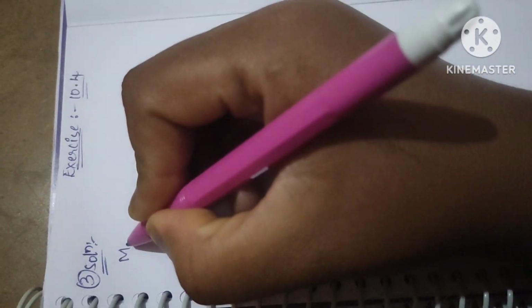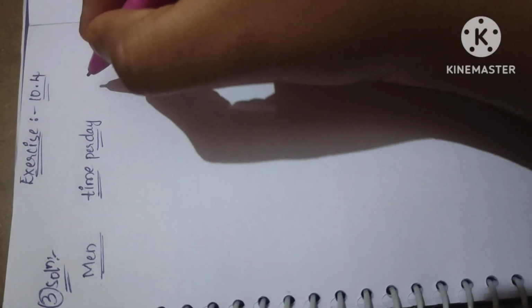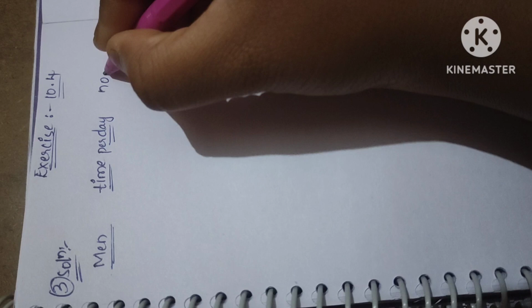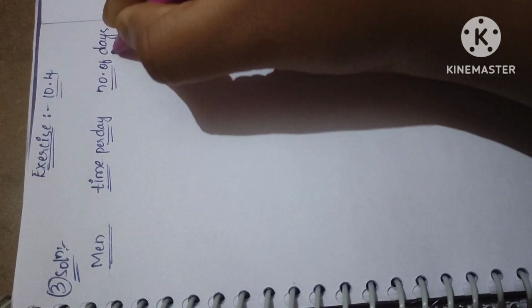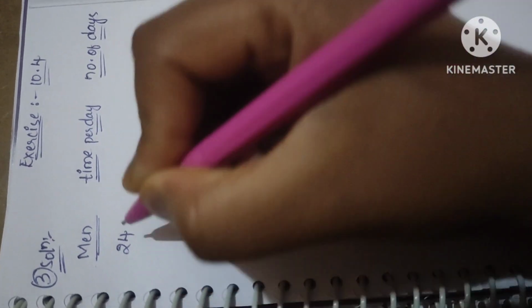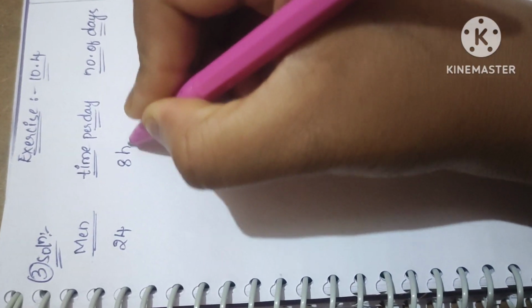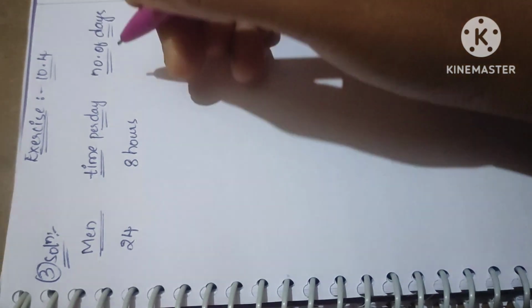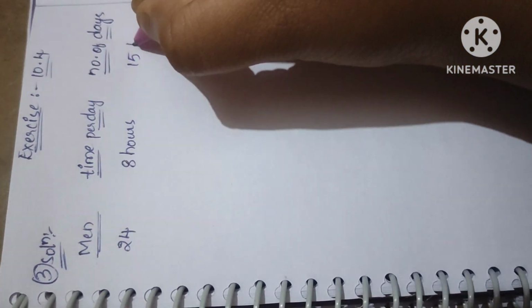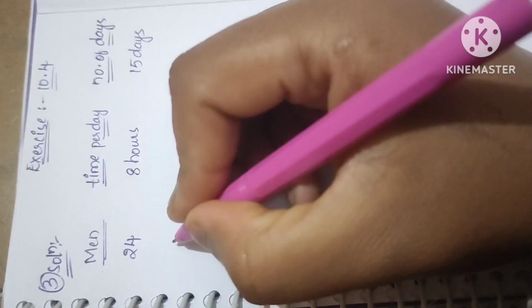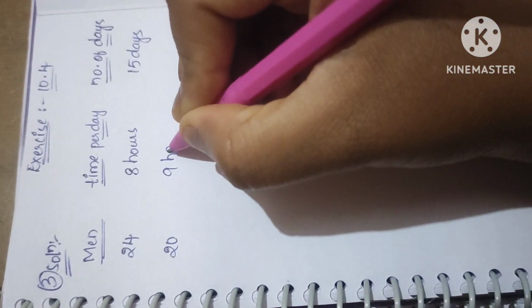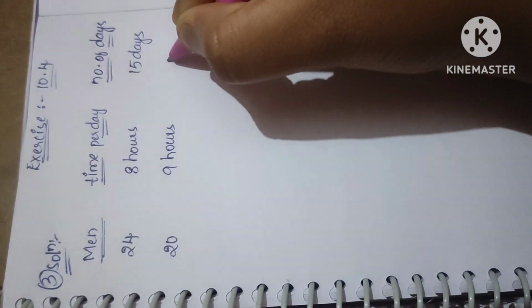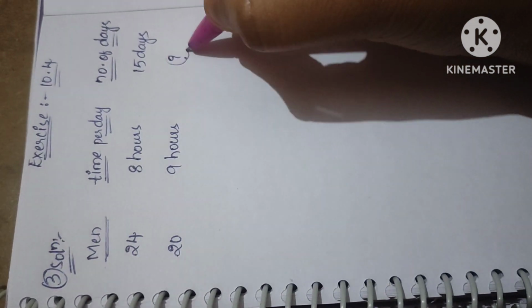Let's start the solution. First we have to write what is given in the problem. What are the terms given in the problem? We have to write men, time per day, number of days. These three quantities are given in the problem. For 24 men, if they work 8 hours per day, they will complete the work in 15 days. Next, 20 men, if they work 9 hours per day, within how many days will they complete the same work, we have to find.